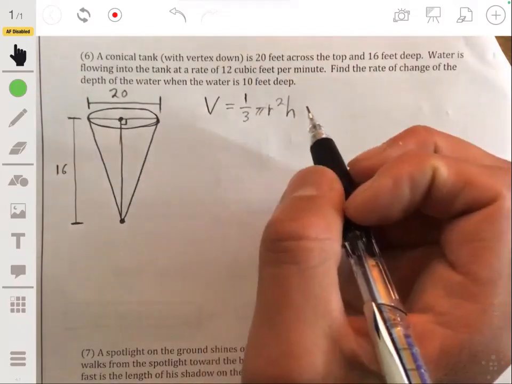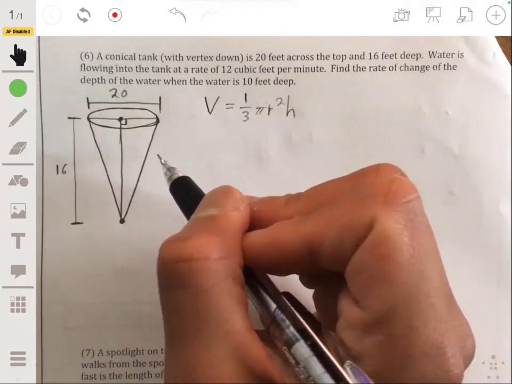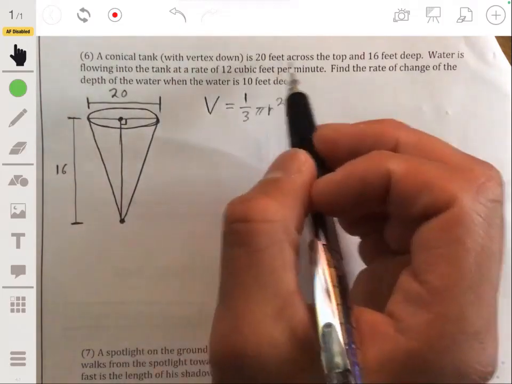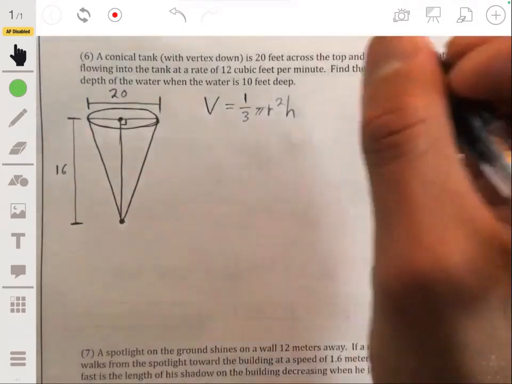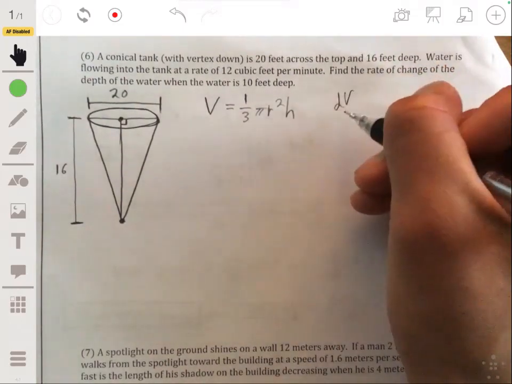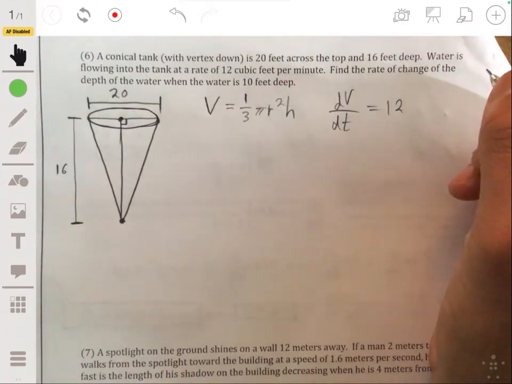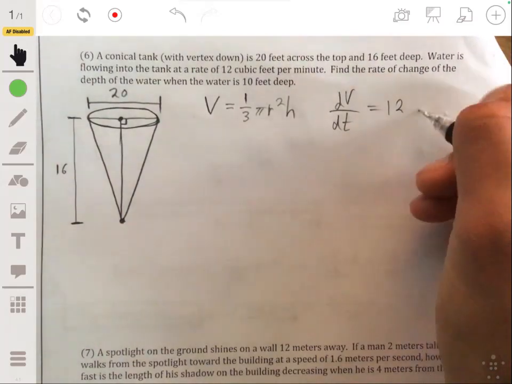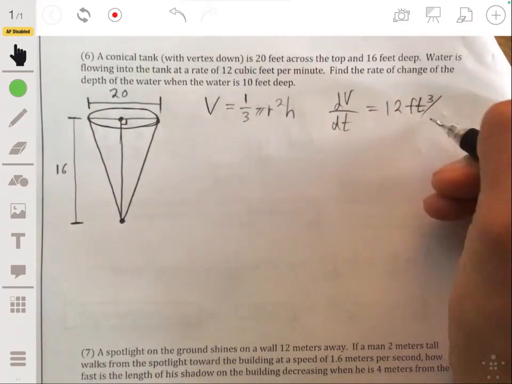Okay, now this is the volume of this cone, and water is flowing into the tank at a rate of 12 cubic feet per minute. So that means the change of volume with respect to time, dV/dt, is going to be 12. Now, we can be a little more specific with our units, 12 feet cubed per minute.